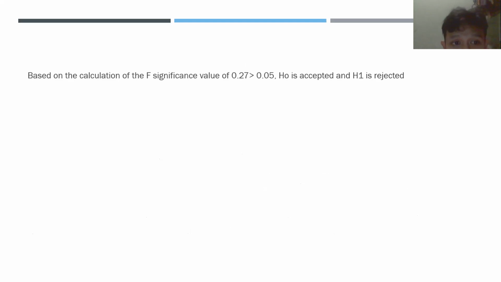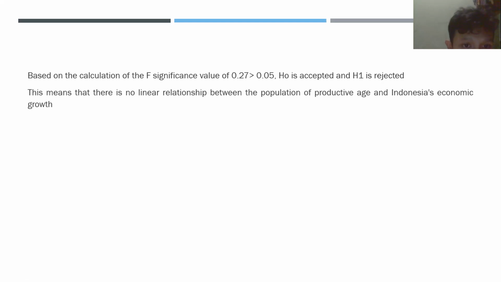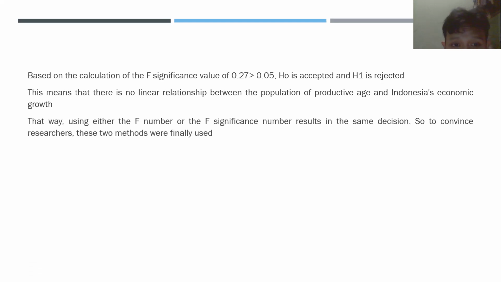Based on the calculation, the significance value in this data is 0.27, which is more than 0.05, so H0 is accepted and H1 is rejected. This means that there is no linear relationship between the population of productive age and Indonesian economic growth. That's why using either the F number or the F significance number results in the same decision. So to convince researchers, these two methods were finally used.